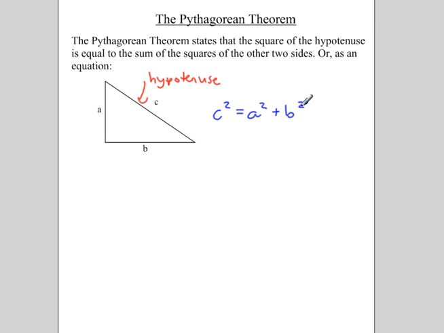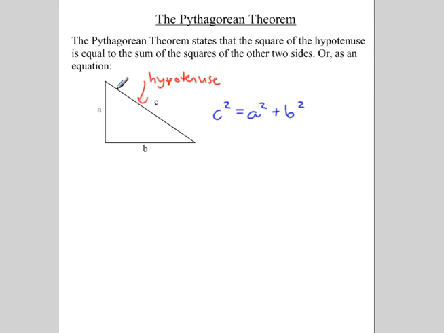And again, if you recall from last year, you spent some time investigating that. And basically all that means is if you drew a square on this side here, and you drew a square on this side here, and you added those two areas together, they would be equal to the area of the square that you would draw here. So it's kind of an interesting relationship.